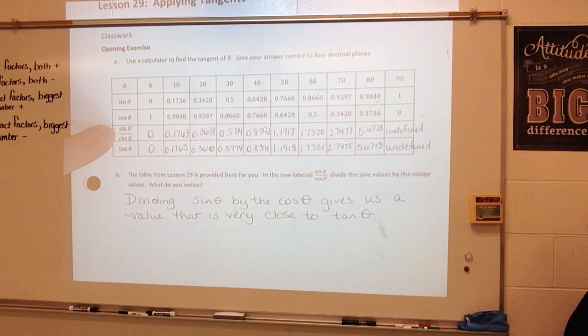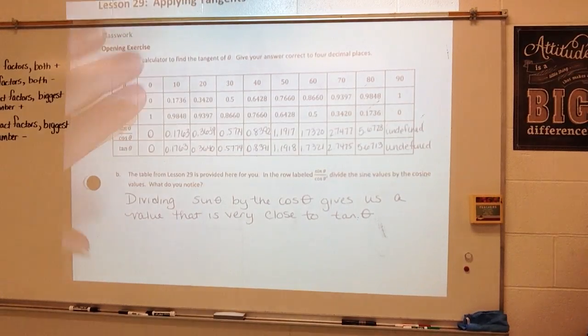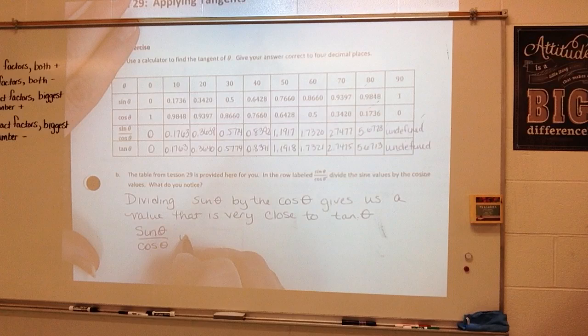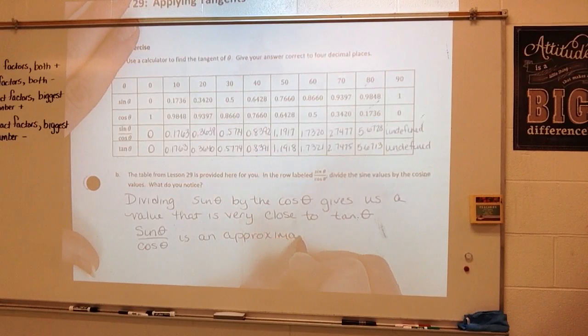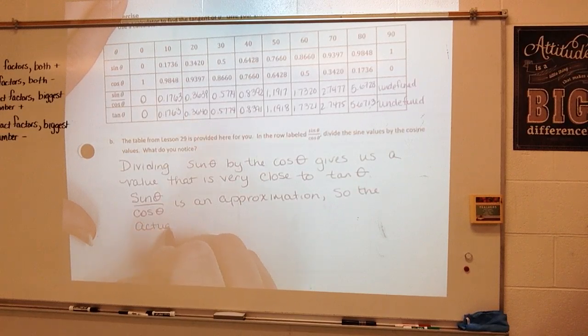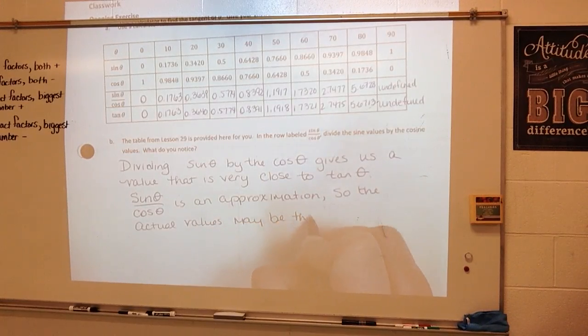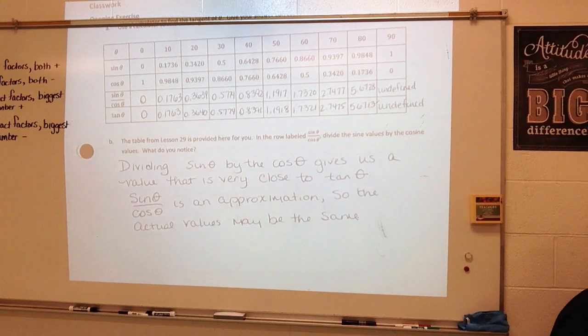Now, you need to understand that sine of an angle divided by cosine of an angle is an approximation. The actual values might be exactly the same. Okay? So these are approximations. All right? So make sure you understand that.